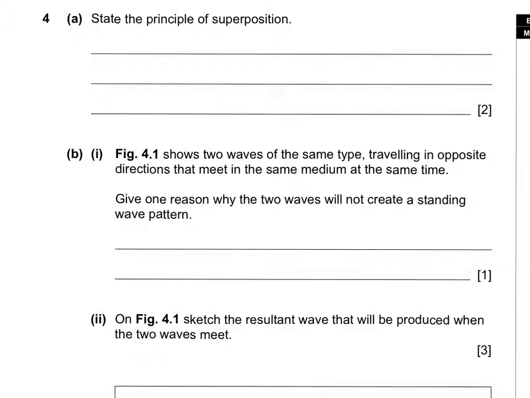Part 4, state the principle of superposition. Well, remember that superposition is what happens when 2 waves share the same piece of space, and we get a net displacement that is coming from the displacements present in each of the waves. So we say that when two waves meet, that the displacement at that location is the vector sum of the individual displacements of the two waves at that location.